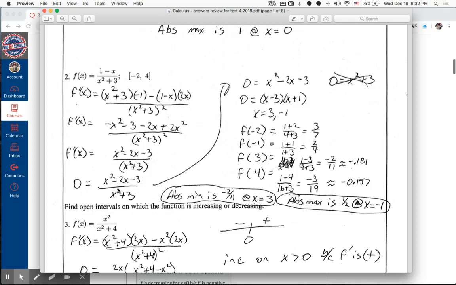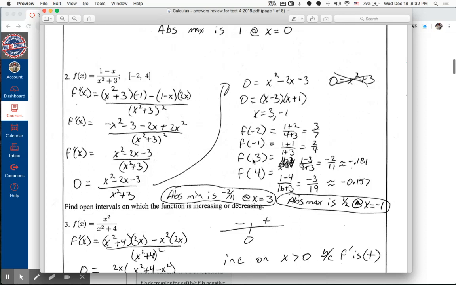Set that equal to 0. Set the top equal to 0. That factors into x minus 3, x plus 1. So we get the x values of 3 and negative 1. Set the bottom equal to 0, x squared plus 3. It's impossible for that thing to equal 0, so we ignore that one. So my critical points are 3 and negative 1.